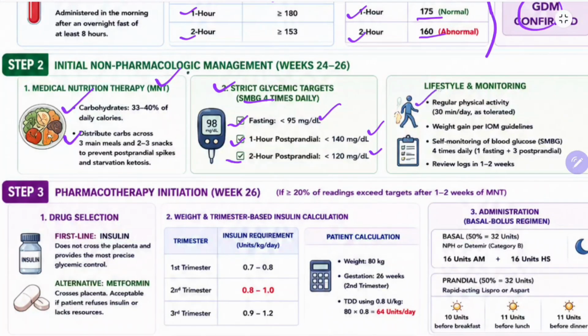Lifestyle monitoring: regular physical activity, 30 minutes per day as tolerated. Weight gain per IOM guidelines. Self-monitoring of blood glucose 4 times daily, 1 fasting plus 3 postprandial. And review the logs in 1 to 2 weeks.